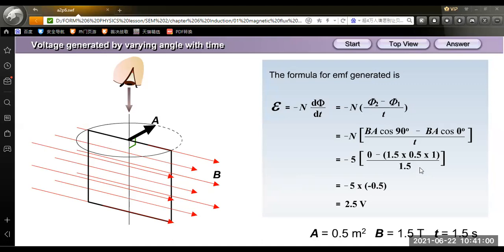So we divide by the time, that is 1.5 seconds. And finally, we get the EMF equal to negative 2.5 watt. Negative shows the direction. If we just want the magnitude, the magnitude is 2.5 watt. So negative 5 times negative 0.5, then we get 2.5 watt. So the EMF produced in the coil when it rotates through 90 degrees, the EMF induced, is equal to 2.5 watt.